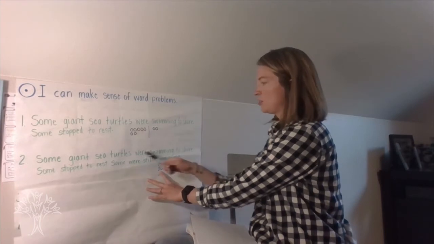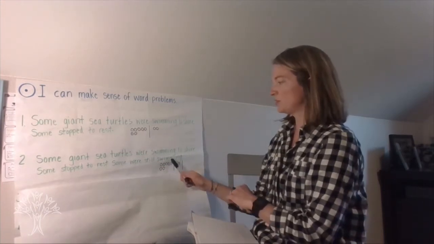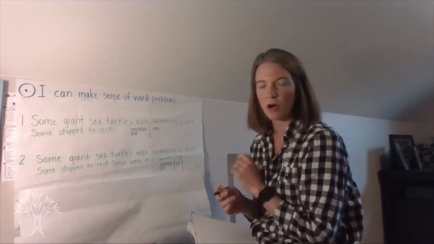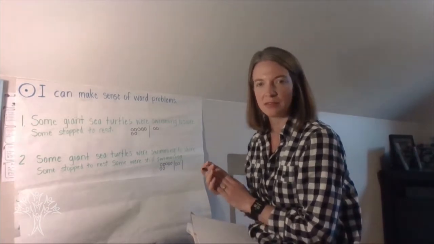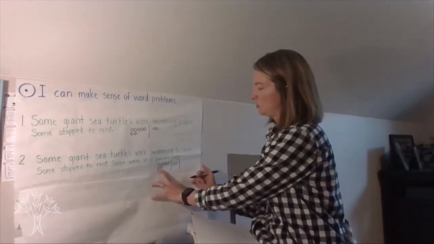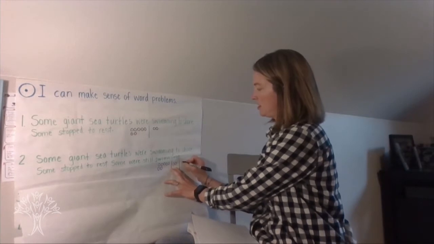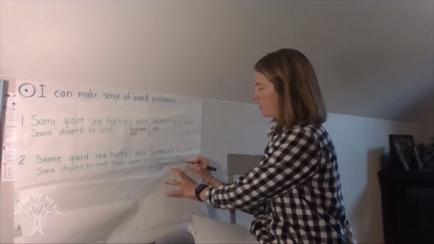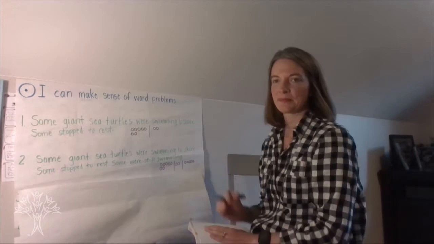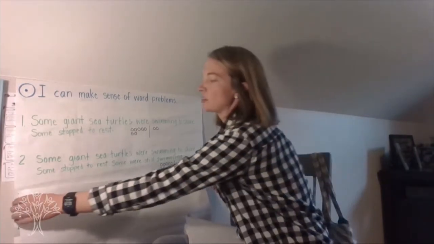And then there's another piece of information that says some were still swimming. So I know all of them didn't stop to rest. Some of them were still swimming. So if these 2 stopped to rest, I think that there are 5 still swimming. Let's move on to our next clue.